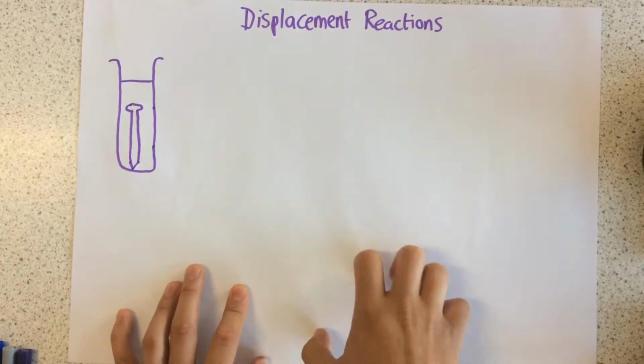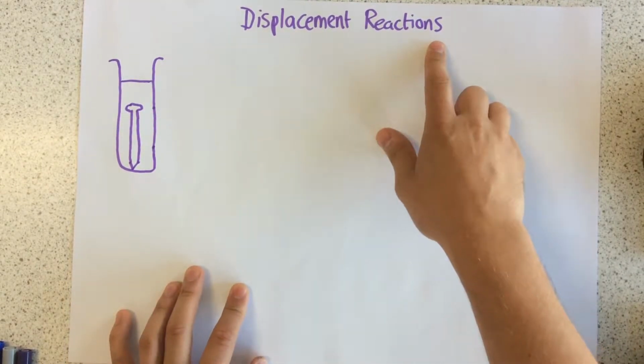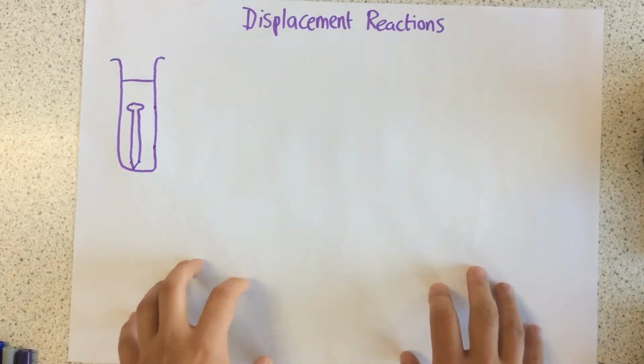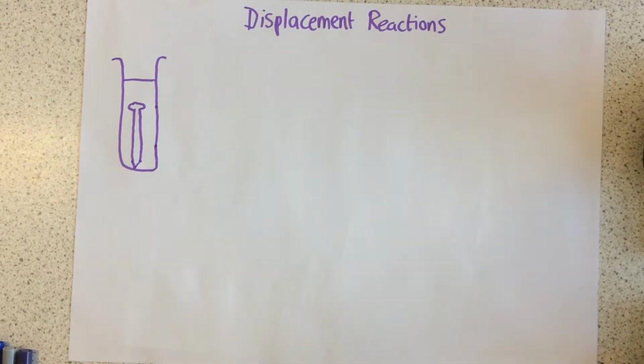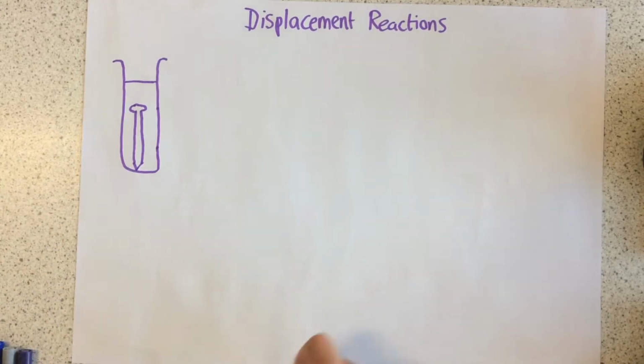Okay, today I'm going to talk to you about displacement reactions. A displacement reaction is when a more reactive element takes the place of a less reactive element. We're going to have a look at an example right here.